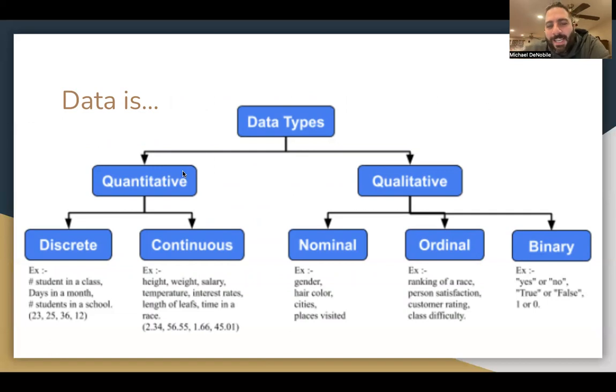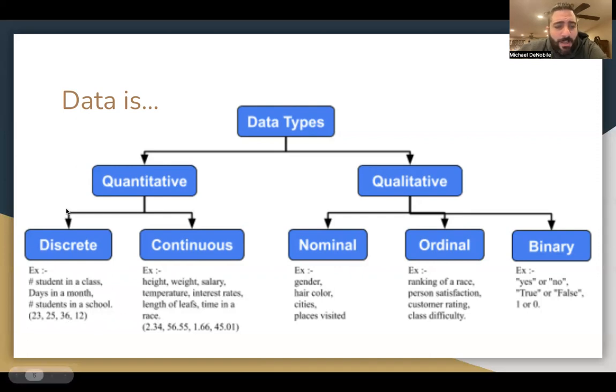So data is quantitative and qualitative. Quantitative deals with numbers, qualitative deals with words. We've actually done this before in a previous lesson. So we have discrete quantitative data, which includes the number of students in a class, days in a month, the number of students in a school. We have continuous quantitative data: height, weight, salary, temperature, interest rates, length of leaves, time in a race.